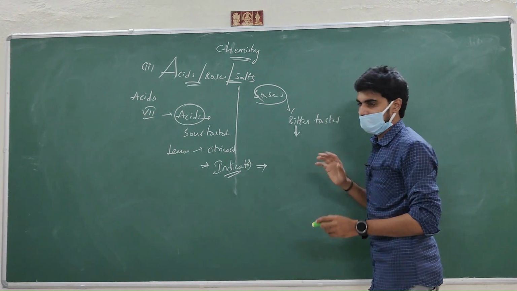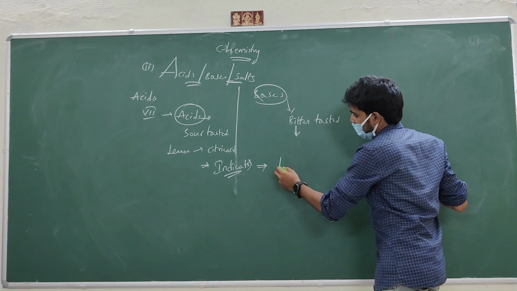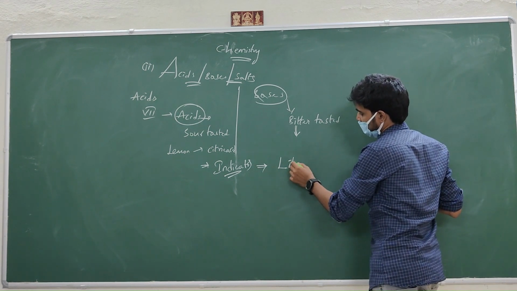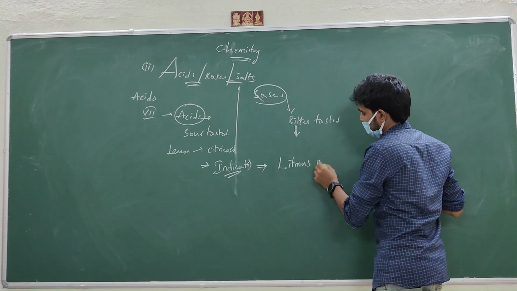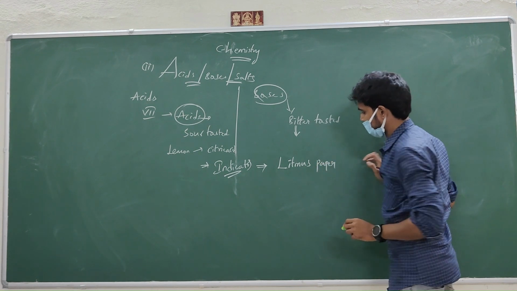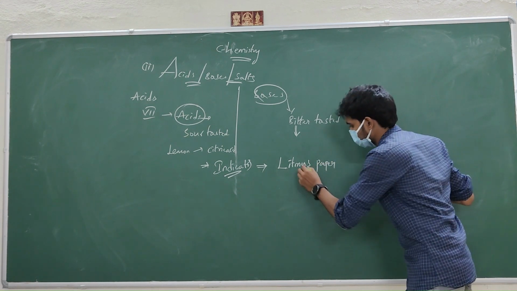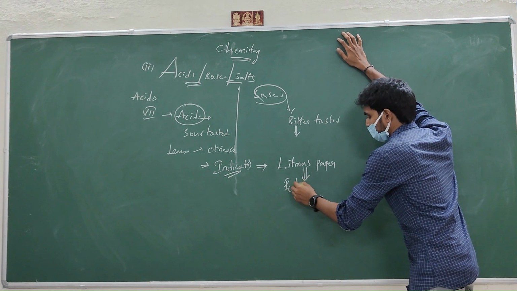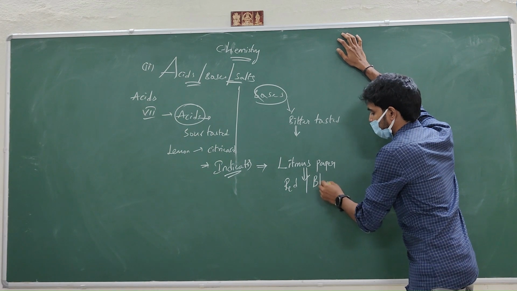So coming to the indicators, we have some artificial indicators and some natural indicators as well. Litmus paper is one of the major indicators. Coming to litmus papers, we have two kinds: one is red litmus paper and the other is blue litmus paper.